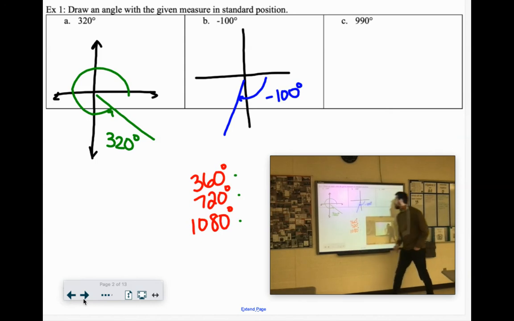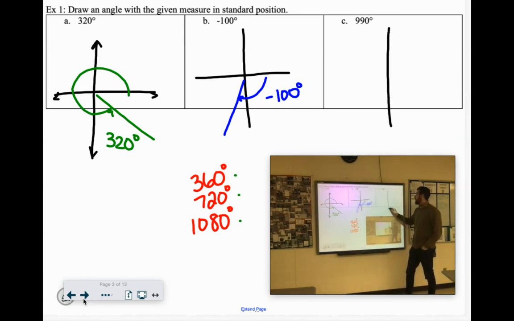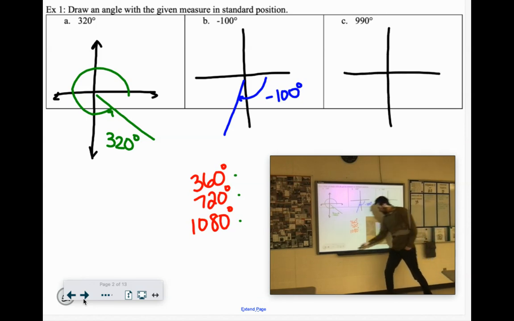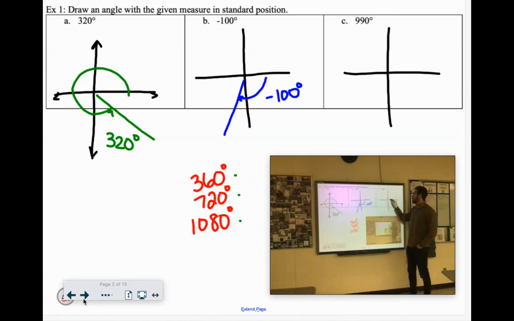And then we have 990 degrees. That one's going to look weird. But again, this is where these numbers come into play. 1 full rotation is 360 degrees. 2 full rotations would be 720. Now here's how you're going to draw that. You kind of make a little spirally swirly deal. It's positive, so we're going this direction. 1 circle would be 360. 2 circles would be 720. We'll come back to that.